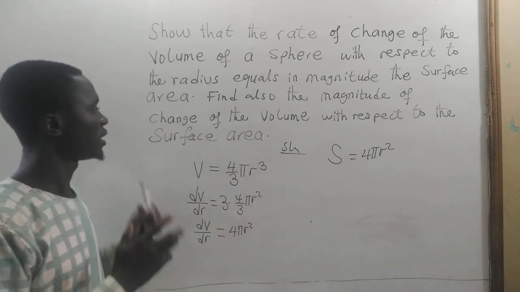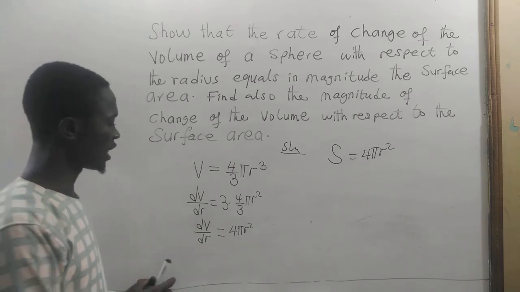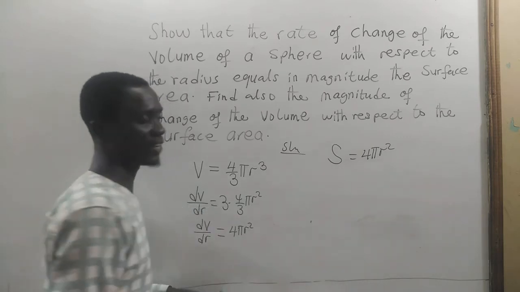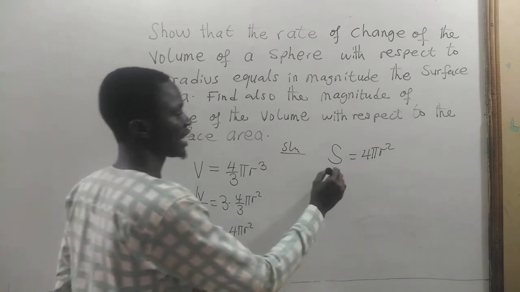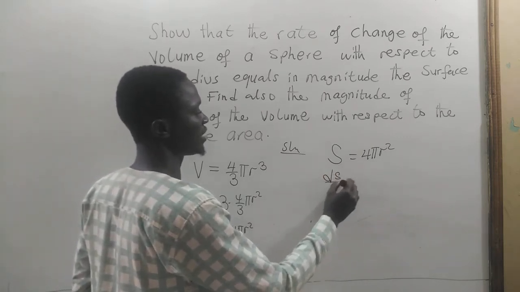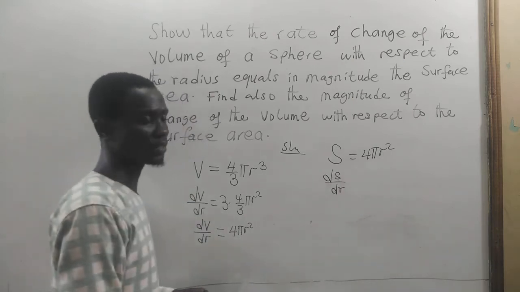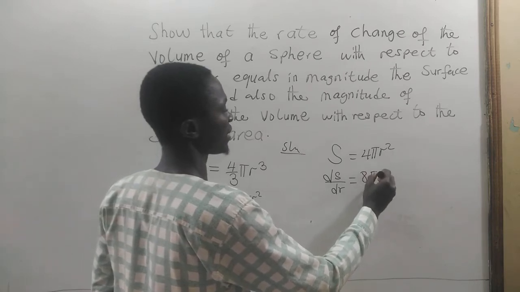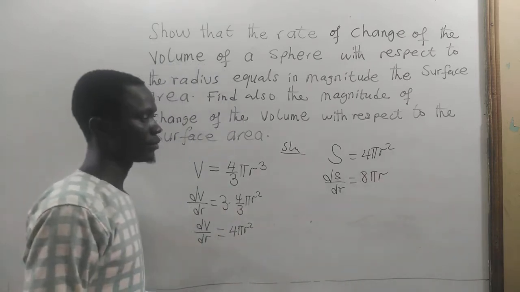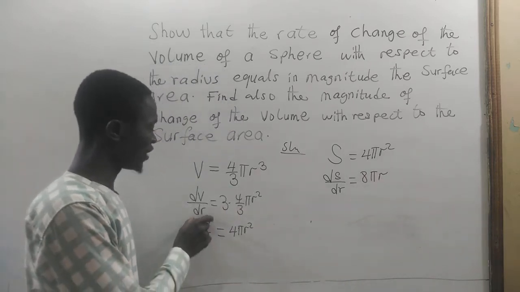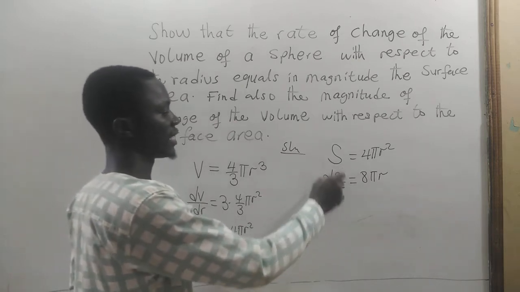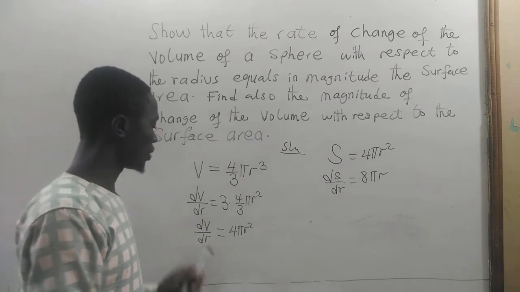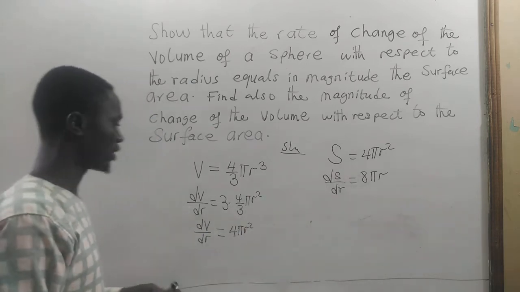Now, the next is we have to find also the magnitude of the change of the volume with respect to the surface area. So here we have change in volume with respect to radius, and this is the surface area. So let us find the change in surface area with respect to the radius. This is equal to 8 pi r. So now I have the dV on dr and this dS on dr. We can use the composite function, or we can divide this by that. So let's do that one, very simple.